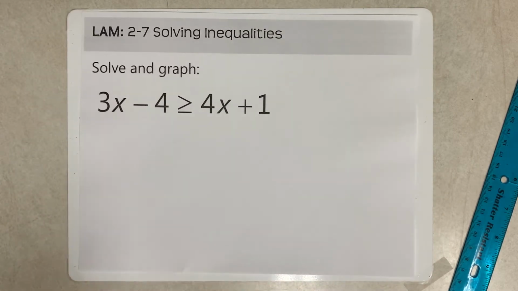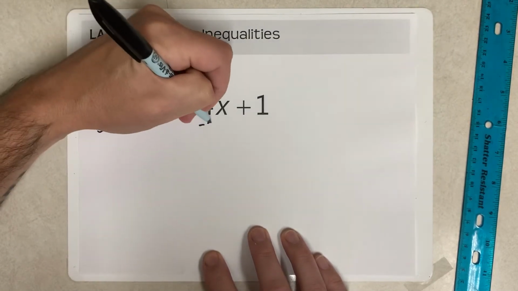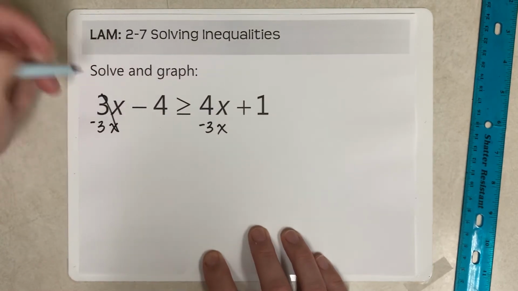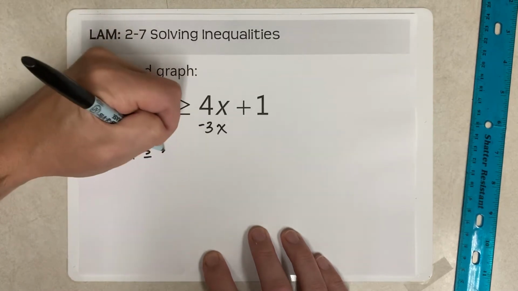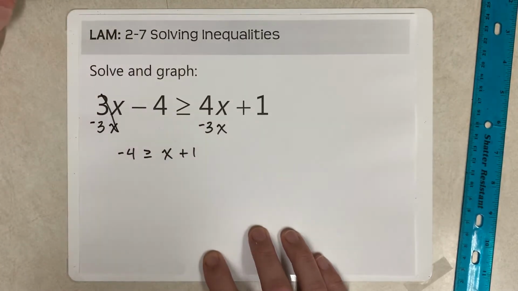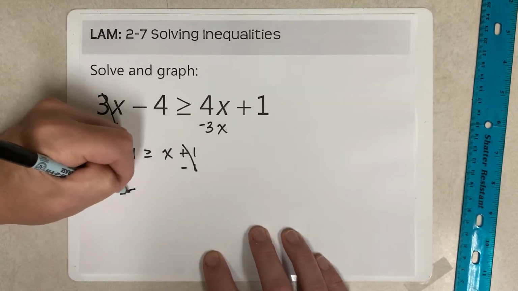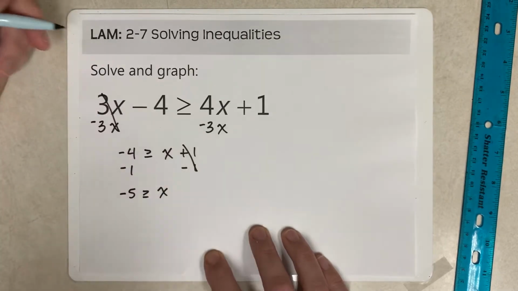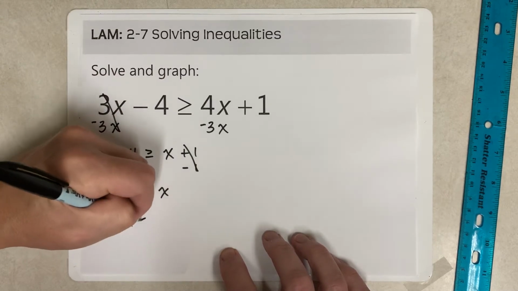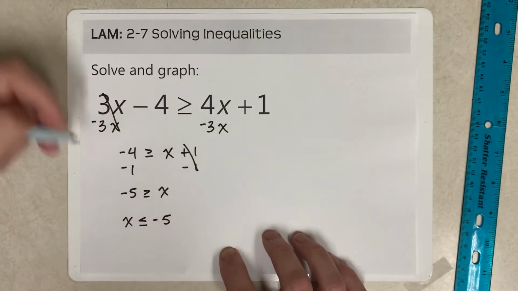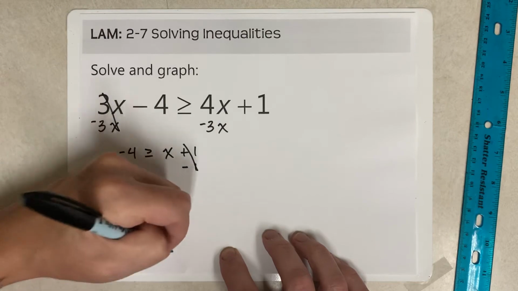All right, here we have another one. And this time I'm going to subtract 3x on both sides because I do have variables on both sides. And we're solving this just like an equation. Minus 4 greater than or equal to 4 take away 3 is 1, x plus 1. Subtract 1, and we have negative 5 greater than or equal to x. But again, I want that x to be on the left, so I'm going to twist everything around, and I'm going to write it as x less than or equal to negative 5. So that would be curly bracket, all x such that x is less than or equal to negative 5.